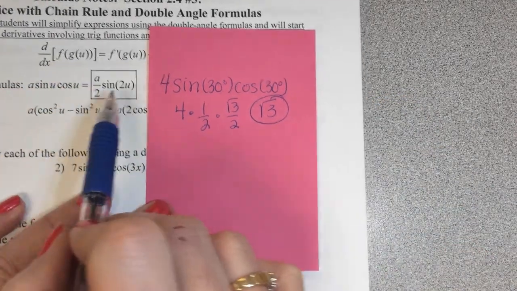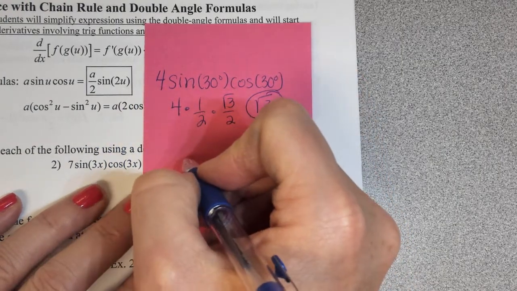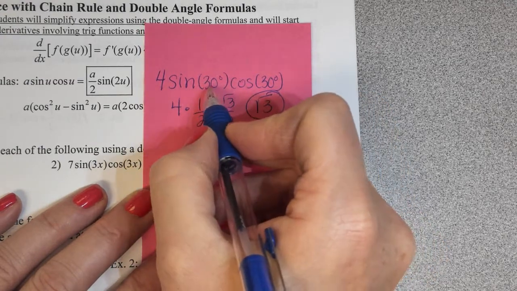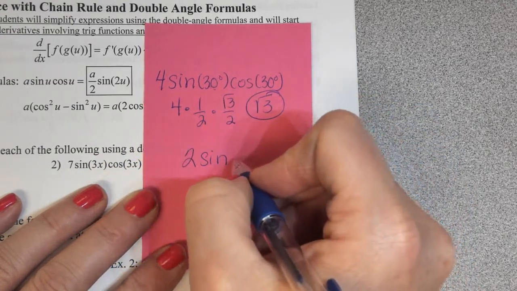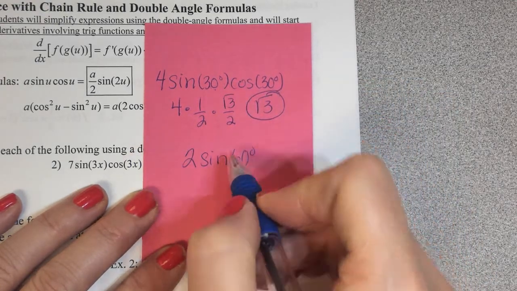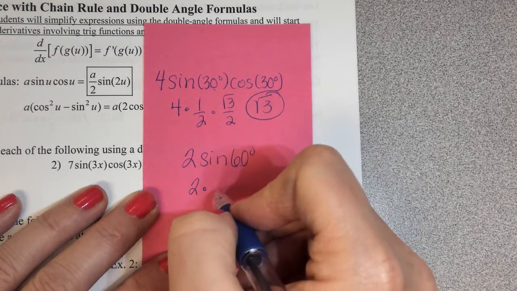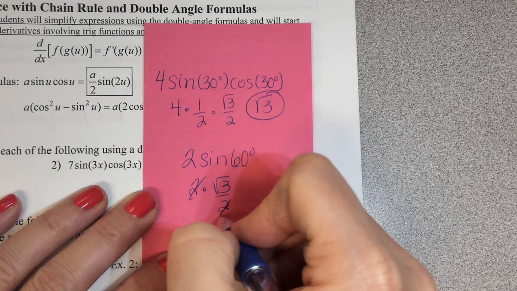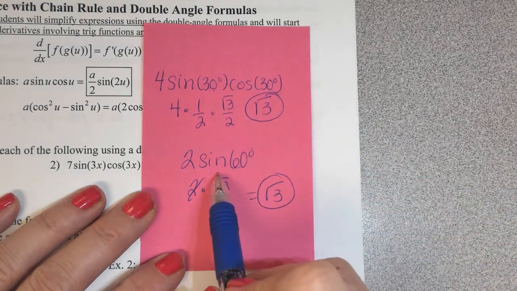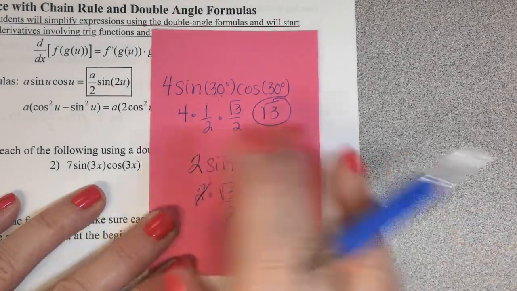But according to this formula, I could have just done this. If I take the 4 and divide it by 2, I get 2. And then it should turn into sine, and I just double the angle. So what do I get if I double the angle? These two should be equivalent. So if I do this now, this is going to be 2 times, what's the sine of 60? Radical 3 over 2. These cancel. And see how I still get radical 3? So this is a much easier computation than that is. And so that's why we want to have an easier way to write it.